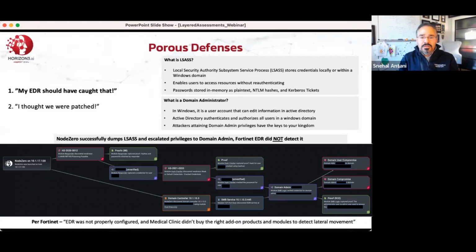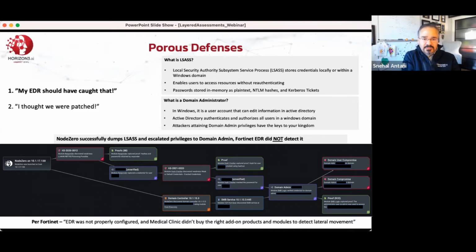So here in this example, what you have is a very clear proven path to become a domain admin where it's game over. You had a customer that believed they were protected from this particular attack vector because they had purchased the right tools, but those tools were not properly configured everywhere, and they didn't purchase everything that was expected in order to stifle this attack. And so this led to a fairly serious set of painful conversations between that customer and Fortinet. And in the meantime, they continued to run Node Zero to identify additional gaps within their defenses.